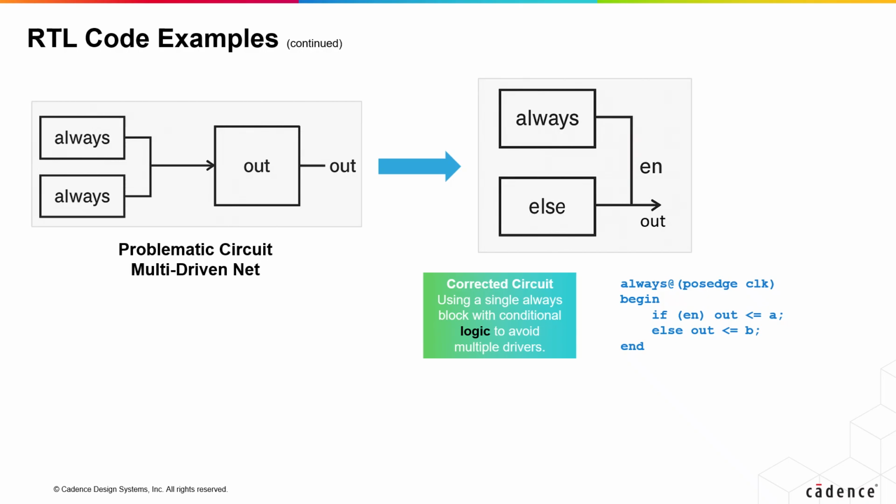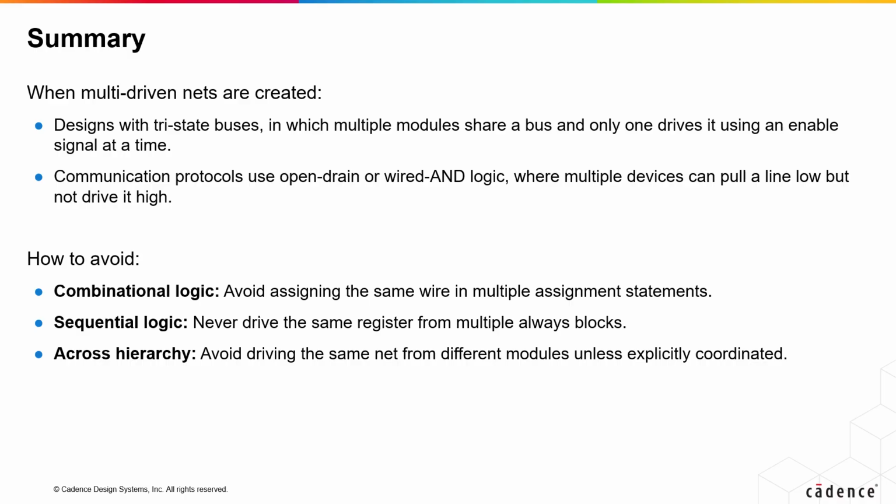Multi-driven nets may need to be created in designs with tri-state buses, where multiple modules share a common bus and one driver uses the enable signal at a time to drive it, and in communication protocol designs using open drain and wired-end logic. Otherwise, avoid the creation of multi-driven nets by not assigning the single net to multiple nets in the combinational logic, avoiding use of multiple always blocks in sequential logic, and not driving the same net from one hierarchy to another.